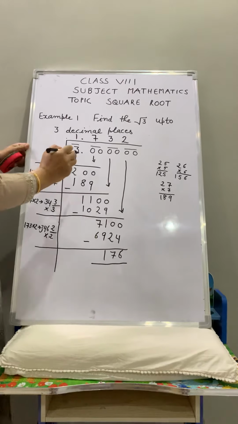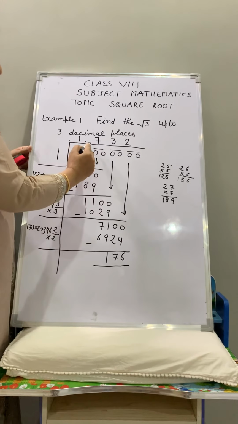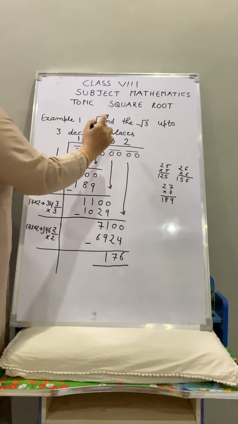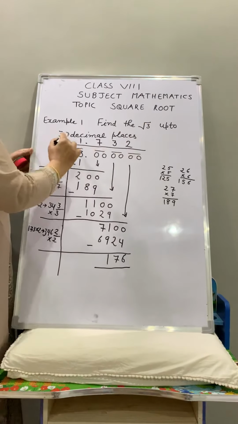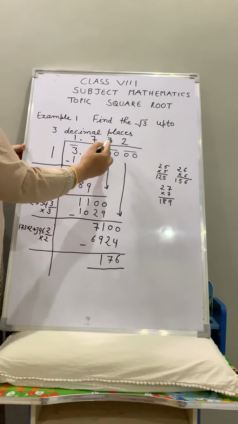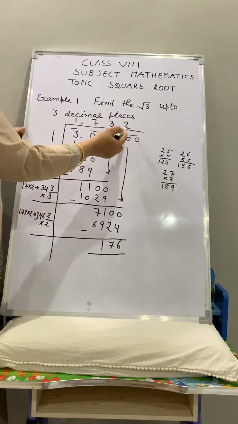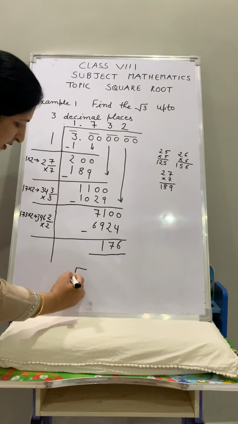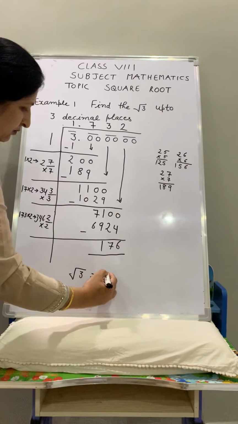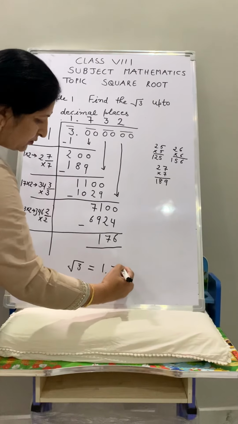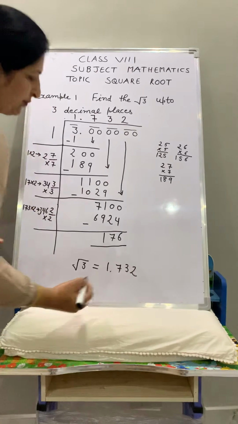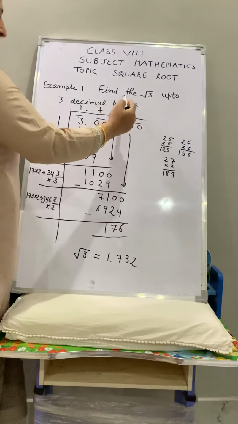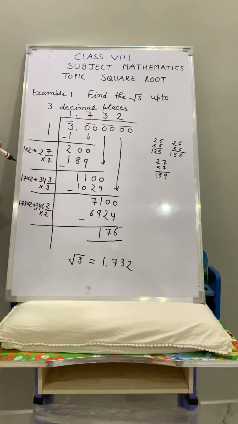How many digits in the quotient after the decimal? 3. What do we have to find in the question? Find the square root of 3 up to 3 decimal places. 3 decimal places came. Therefore we stop here. Answer is root 3 equals 1.732. How many places did we need according to the question? Now example number 2.